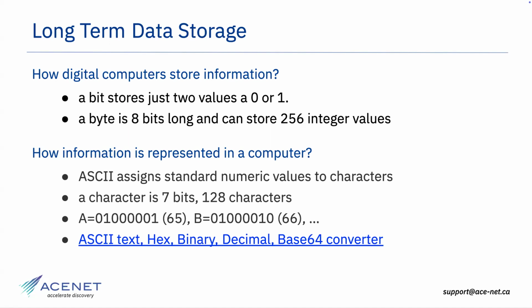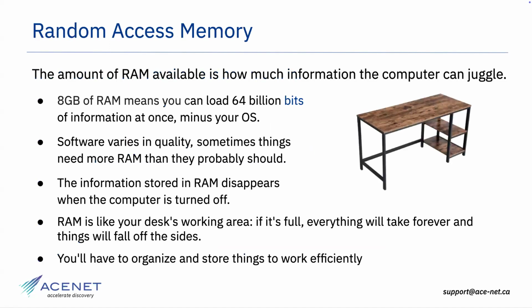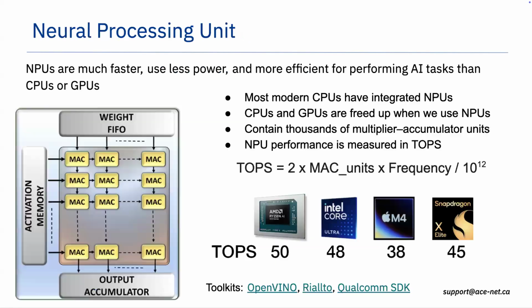So capital A in binary is 64 plus 1, which is 65.